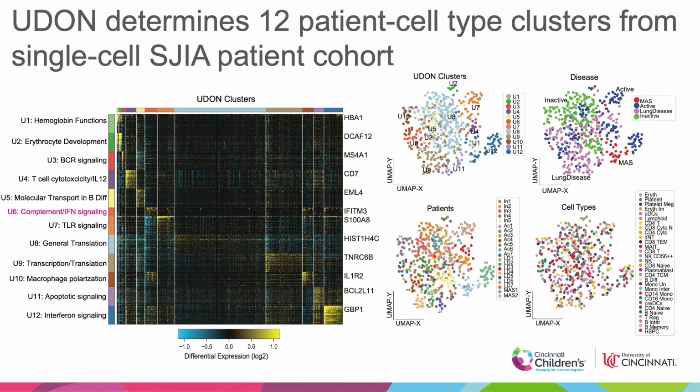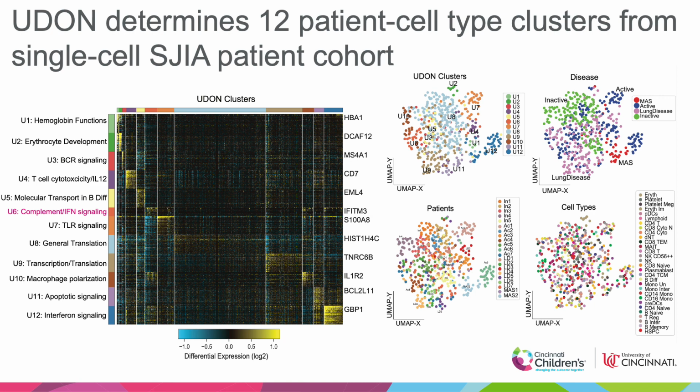When we applied Udon on this dataset, it determined 12 clusters. So here in the heat map, the columns are the patient or disease cell type pseudobulk profiles that are being clustered, and for each cluster there is a set of enriched marker genes, which are the rows here. Based on these marker genes, we identified the associated gene pathways, which included pathways that were enriched for interferon signaling, T-cell cytotoxicity, and complement activation.